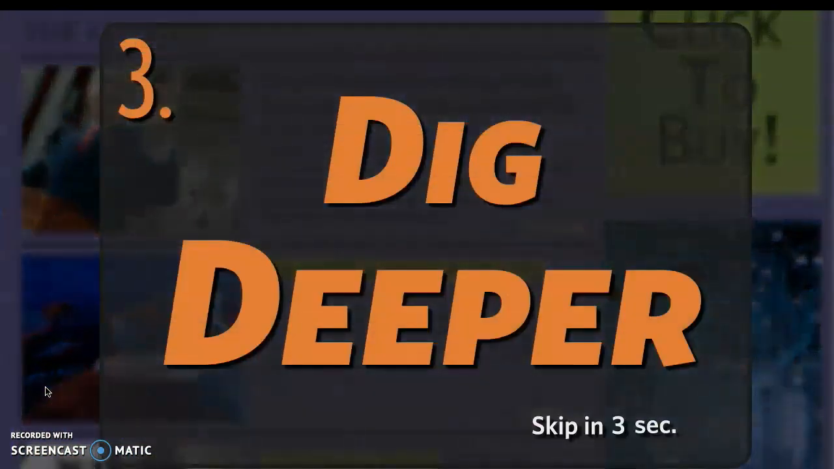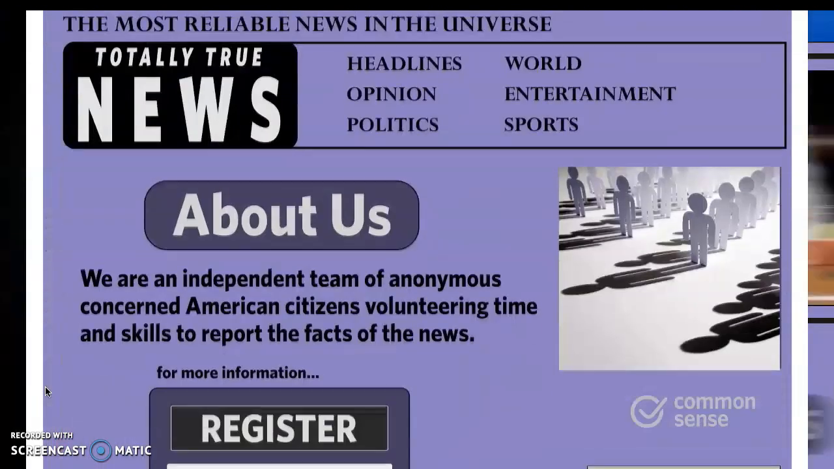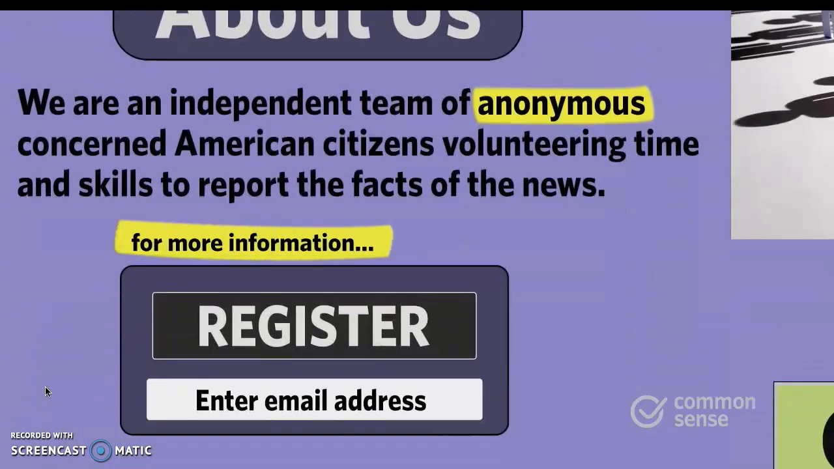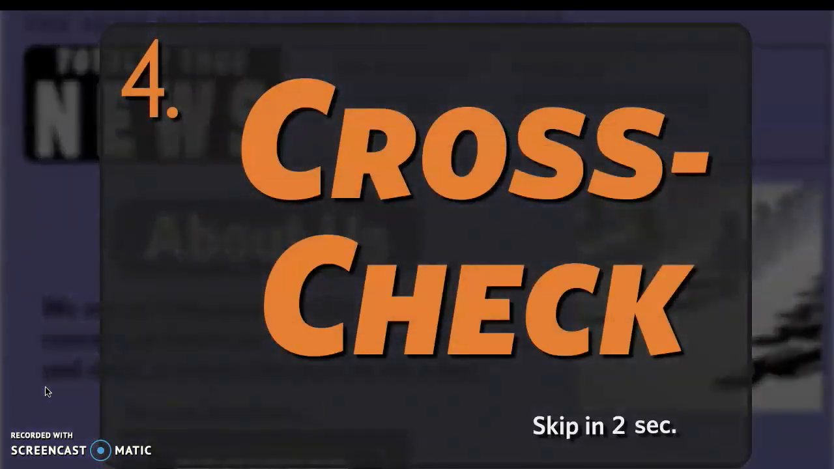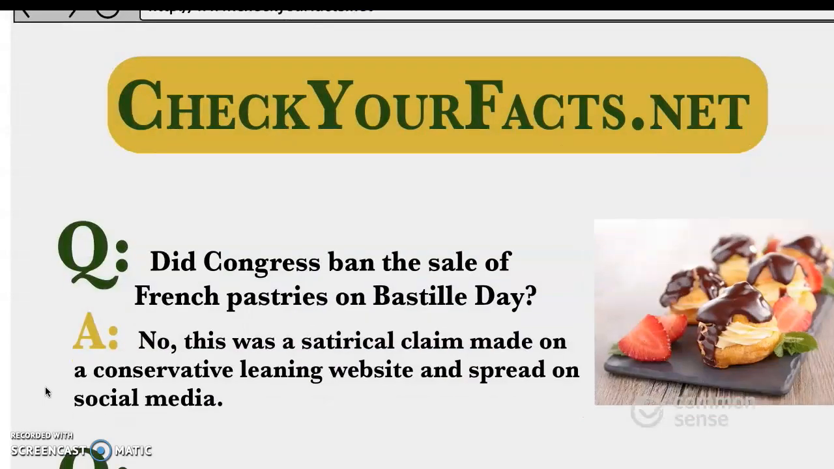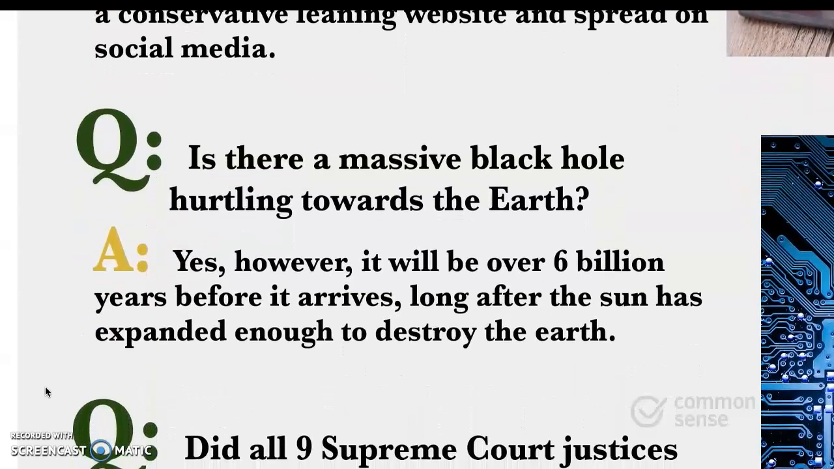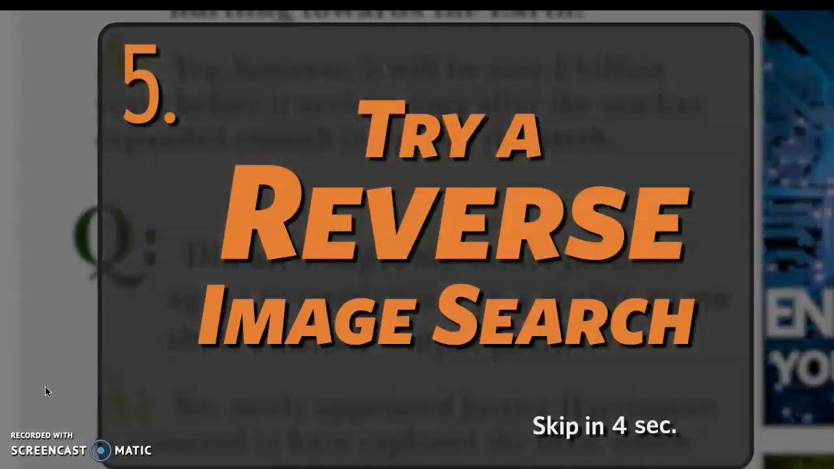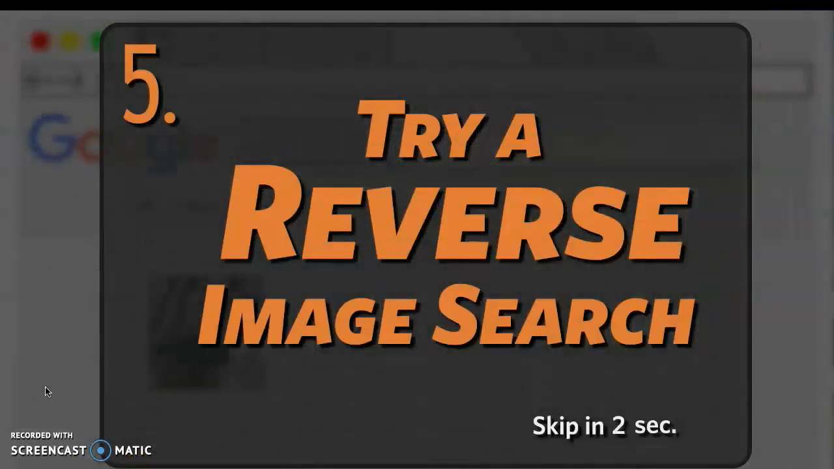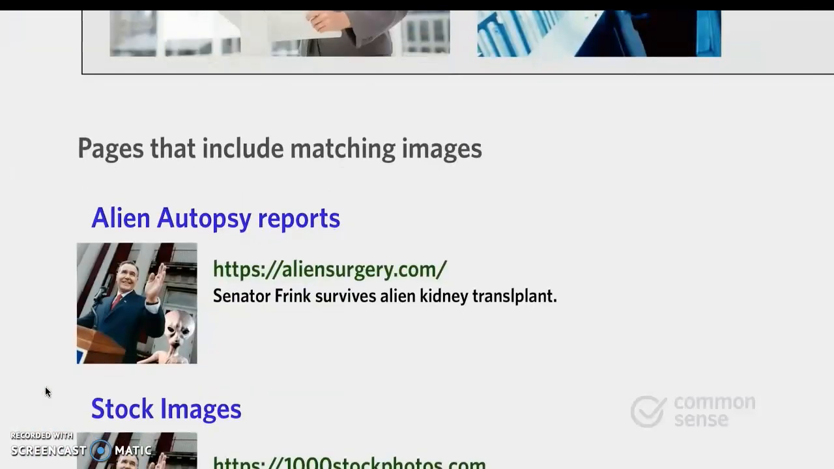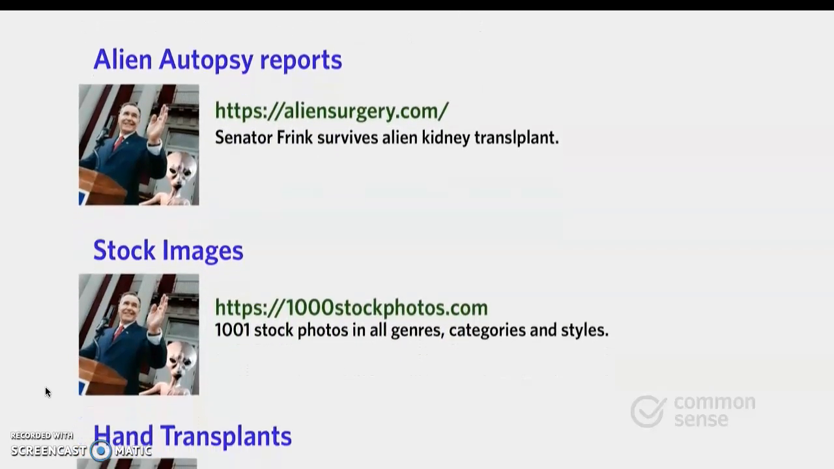Number 3, dig deeper. Find out who wrote the article and who supports the site. If this information doesn't exist, or you need to register to get it, then question why. Number 4, cross-check. Use fact-checking sites to confirm information and see whether other credible news outlets are reporting similar news. Number 5, try a reverse image search. If the same picture appears in unrelated stories, you may have a reason to be suspicious.